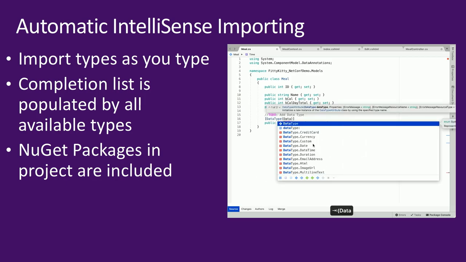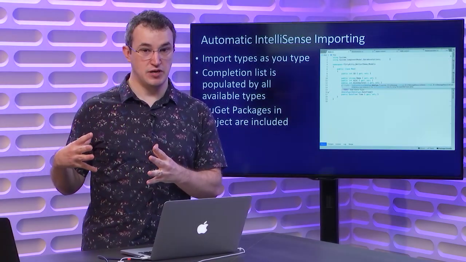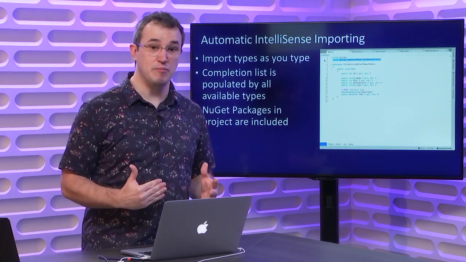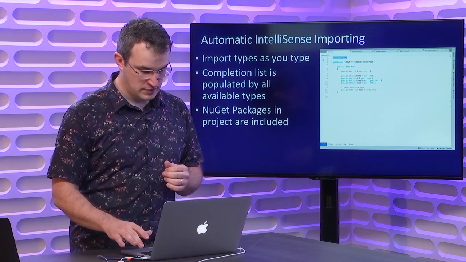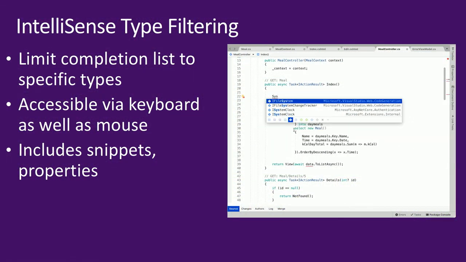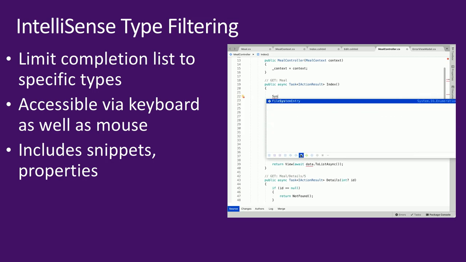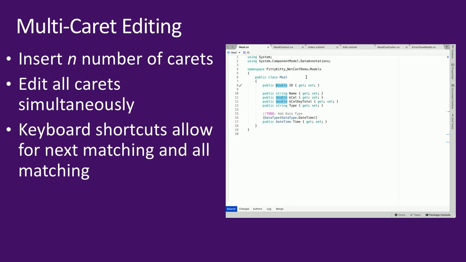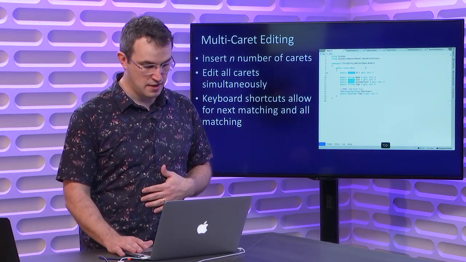One thing to note, though, is that if a NuGet package is available in your solution but not within your current code file, it too will be available in the completion list. IntelliSense type filtering allows you to limit the amount of data within your completion list based on type. Again, that combined with the show import items is a super useful feature. And finally, we saw multi-caret editing. This allows you to insert multiple carets of code at the same time based on many number of different constraints, such as matching characters as well as strings.